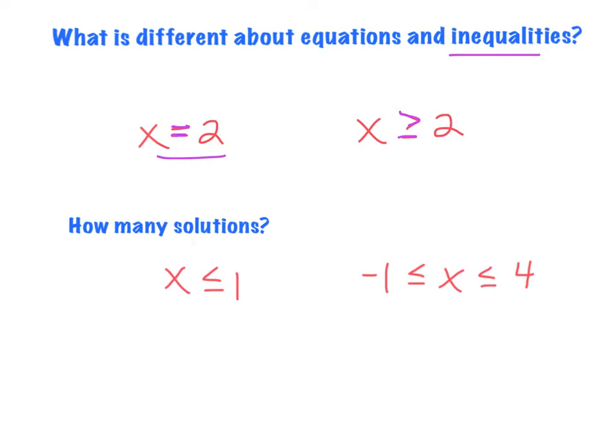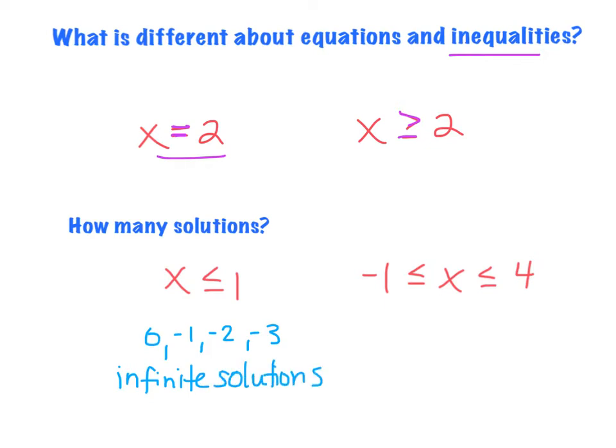All right, how many solutions do they have? If you look at this one, it says x is less than or equal to 1. Well, I could list tons of numbers. 0, -1, -2, -3. There's a ton that work. There's actually infinite solutions to an inequality like that.